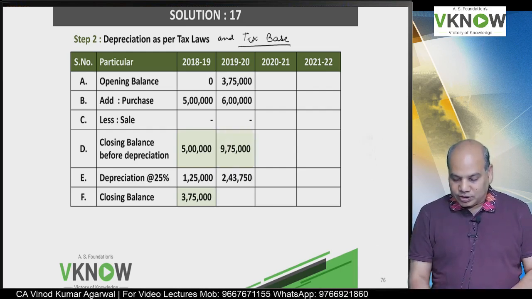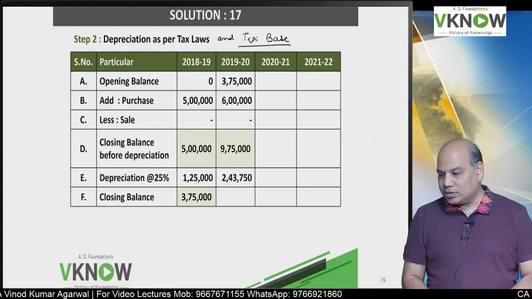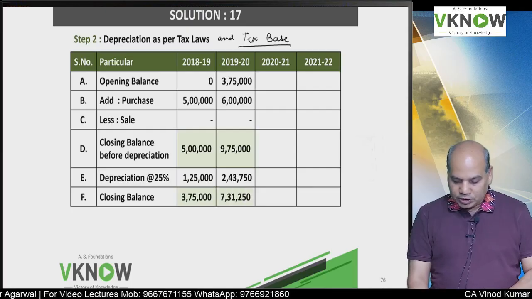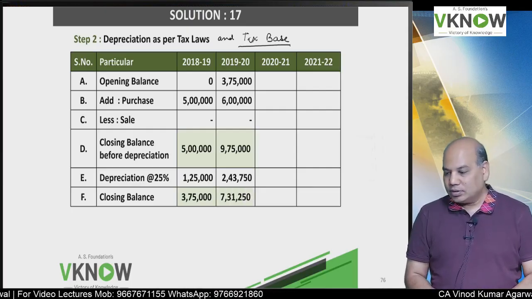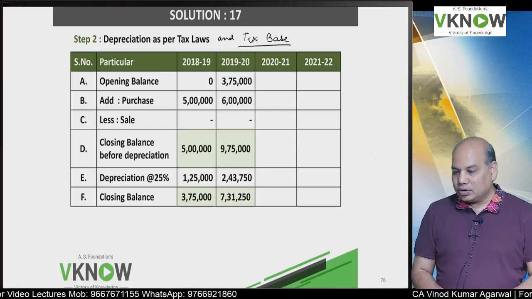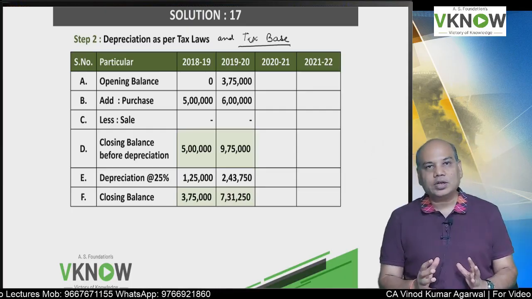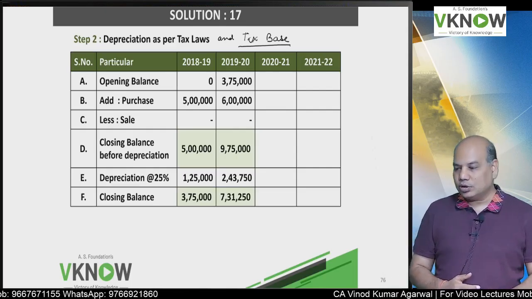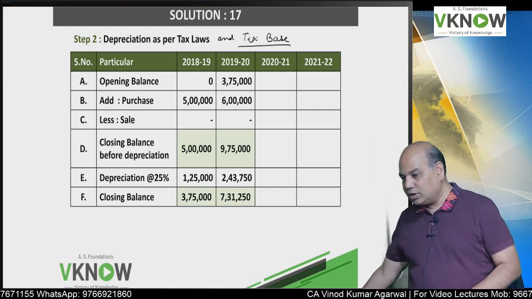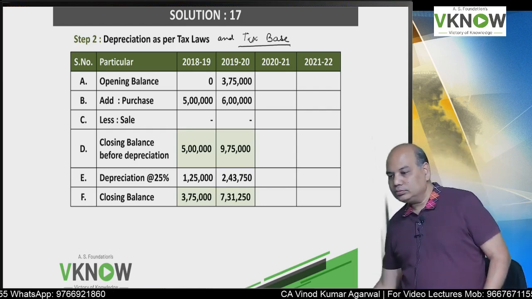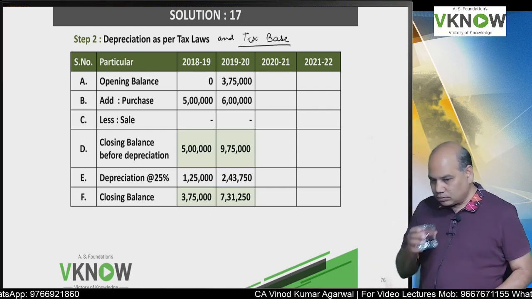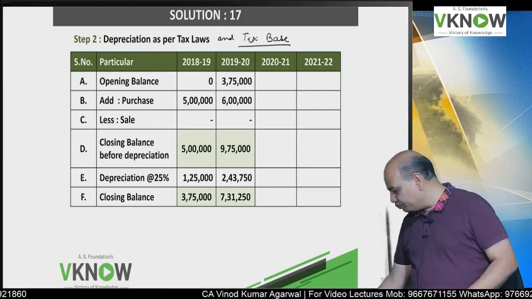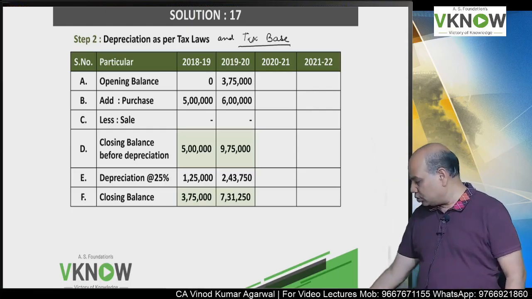Next year, purchase 6 lakh. Closing balance before depreciation 9,75,000. Depreciation at the rate 25%, 243,750. Therefore closing balance 731,250. Now I would ask you to complete the remaining 2 years on your own.